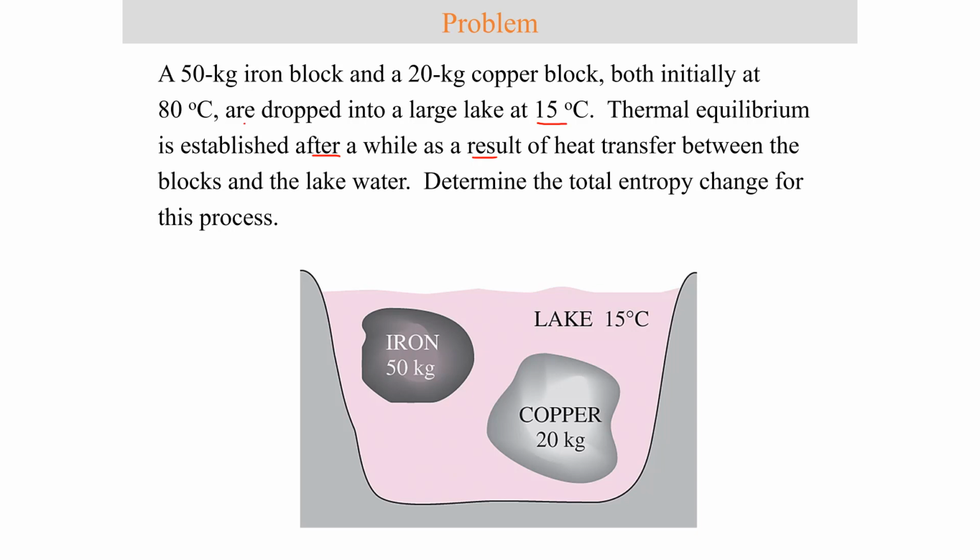So, as far as assumptions are concerned, at this point, I'm going to go ahead and assume that the rocks are solid. Okay, so it's asking for the total entropy change. So the total entropy change would be the sum total of the entropy change of the copper block plus the iron block plus the entropy change of the lake.